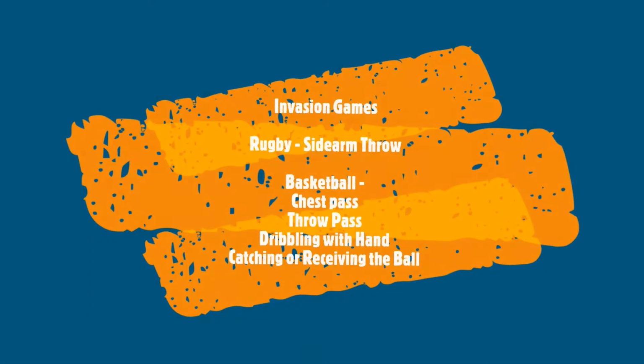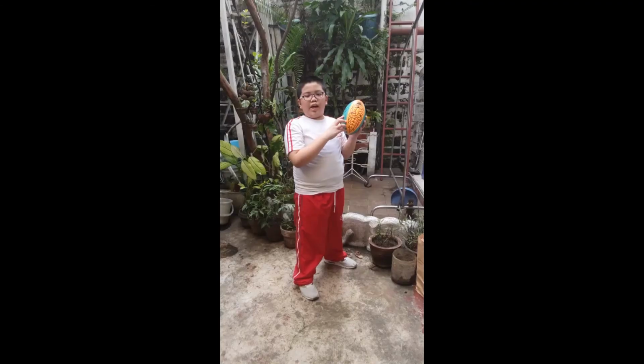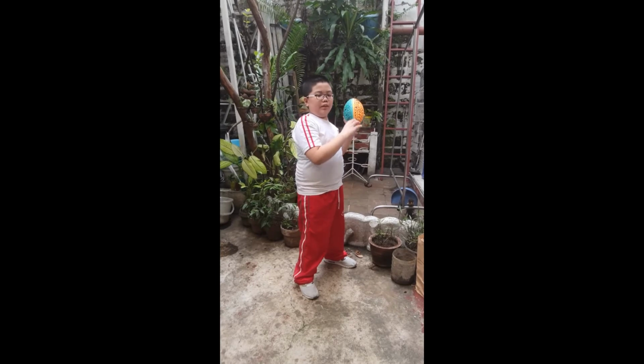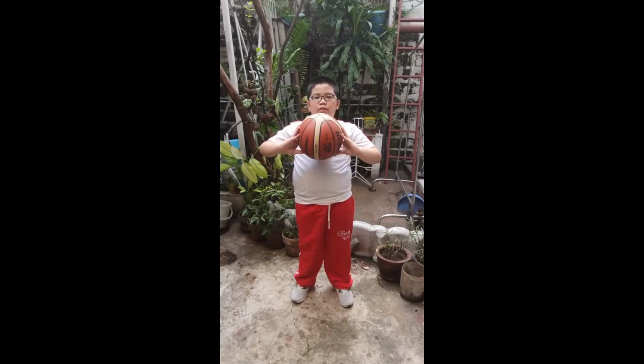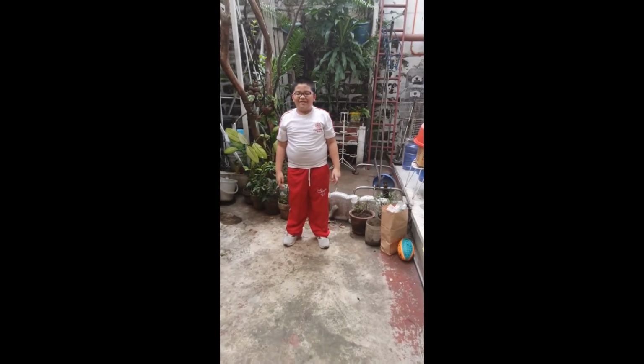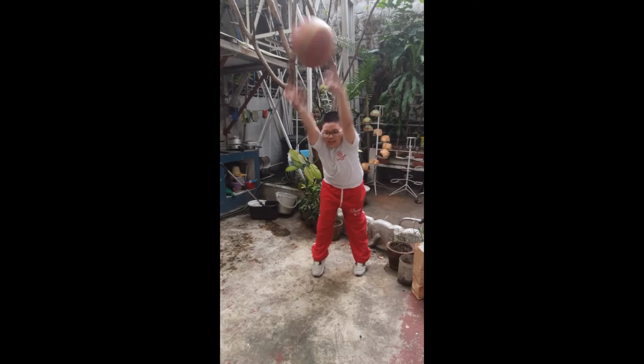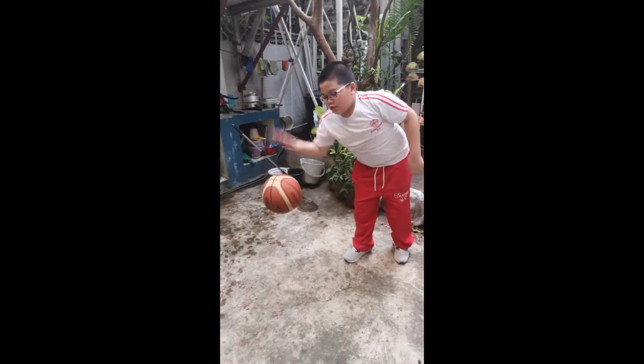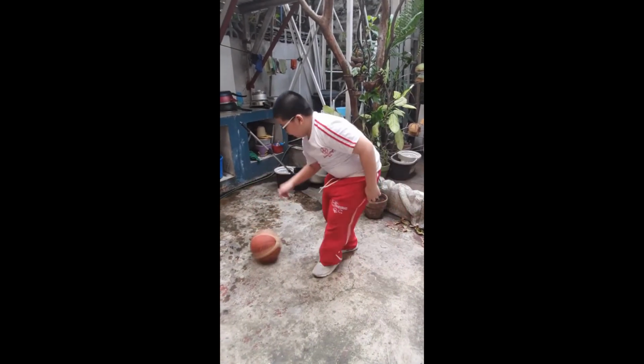Now, invasion games involve a lot of motor and manipulative skills like throwing, dribbling, catching, passing, receiving, faking, and dodging. Sidearm throw is usually used in rugby. In basketball, there's chest pass, throw pass, dribbling with eye, receiving or catching the ball.